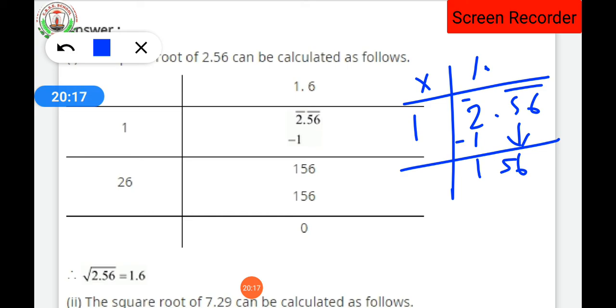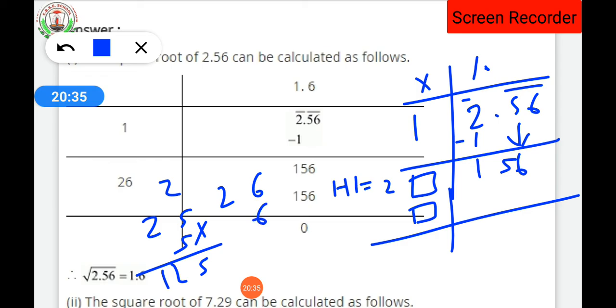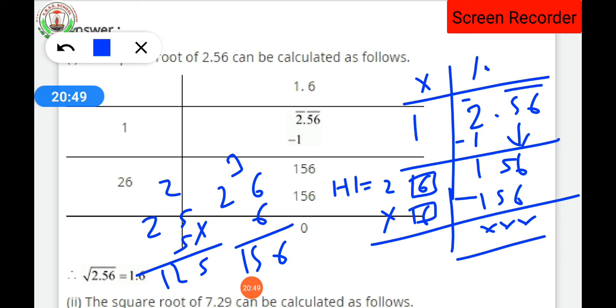Now 1 plus 1 will be how much? It will be 2. That 2 will be multiplied by which number to get the answer 156? So we have to multiply and get 6. If we multiply by 5, 5 5s are 25, 10 and 12, 125 is coming, that means 5 we cannot take. Then 2 will be multiplied with 6, 6 6s are 36, 6 2s are 12, 12 plus 3 is 15. So we can take 6 here. Okay, so 26 into 6 will be 156, subtracting you will get answer 0, so here 6.